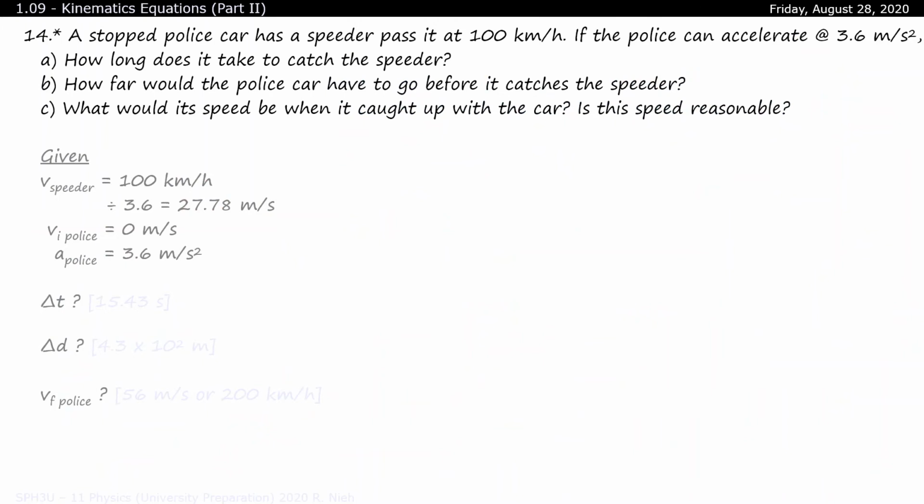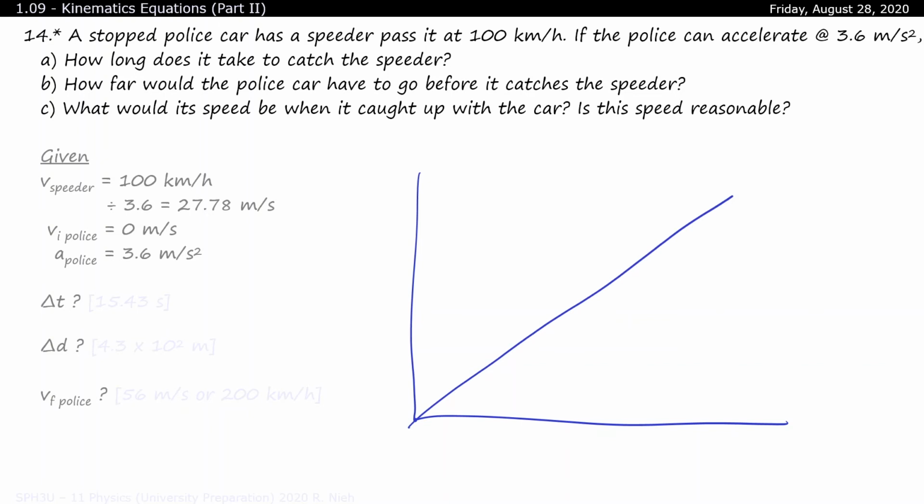Question number 14 is one where, again, it's nice to draw a diagram. So, cop car is stationary, sees a speeding car traveling at 100 kilometers per hour, and eventually the cop car wants to accelerate so that they both meet at the same position. And the question is, how long does it take? And at what distance will they meet each other?